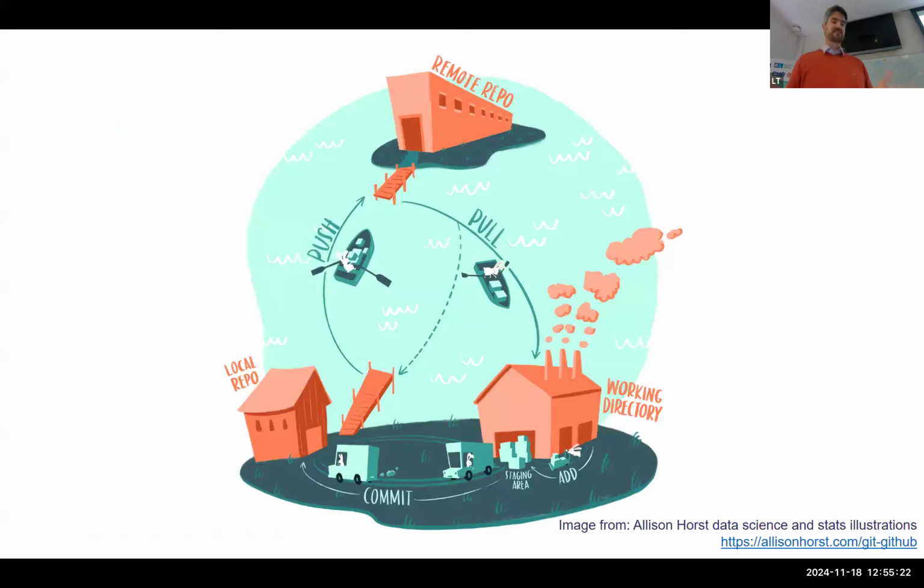Okay, so once again, this is the full picture. You do some changes in your working directory, you stage them, you commit them, and before you synchronize them to the remote, you first make sure that you're working on the latest. You do a pull first, and then once it's all good, then you can push. And that's it.